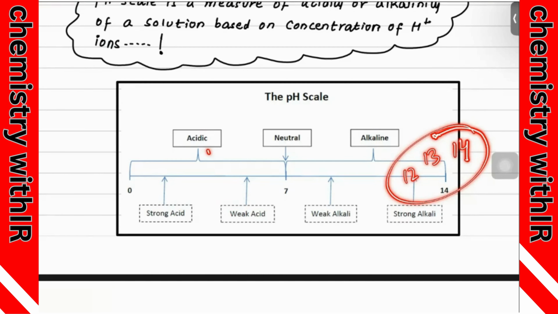And if you have 1, 2, 3, far from 7, this is a strong acid. At this level, you are not supposed to know more than this. That's more than enough. What is the pH scale? It's a tool to identify the strength of base and the strength of acid. Are you getting my point?